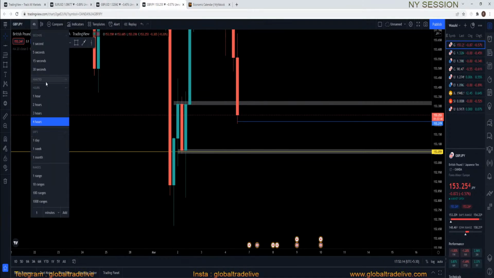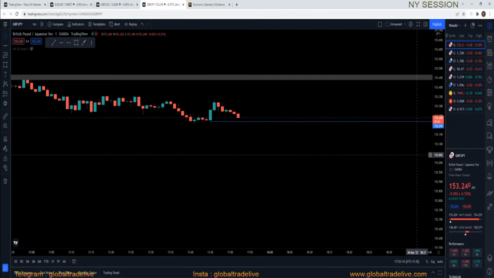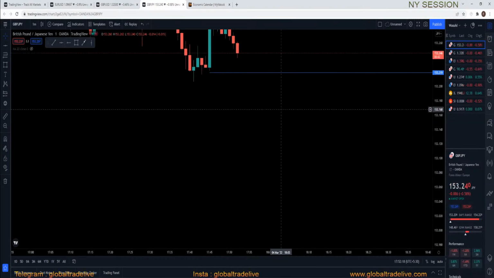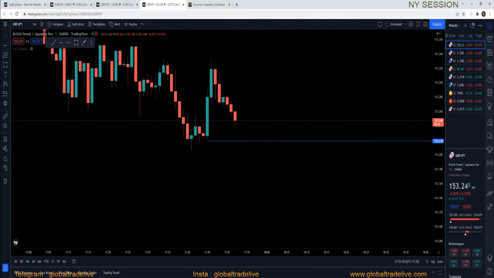So I'm gonna just go to the 1 minute. Okay, so now if this candle over here breaks this price, then I'm gonna take another sell, and this will be the last trade for today.